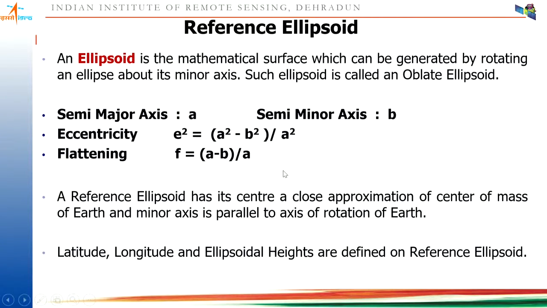A reference ellipsoid has its center as a close approximation of the center of mass of the earth, and its minor axis is parallel to the axis of rotation of the earth. So whatever ellipsoid we take, its axis of rotation is the minor axis. As I told you, we take the ellipse and rotate it about its minor axis, and the center is close to the center of mass. Latitude, longitude, and ellipsoidal heights are defined on this reference ellipsoid. So whatever reference ellipsoid we have, in that we define our latitudes, longitudes, and ellipsoidal heights.